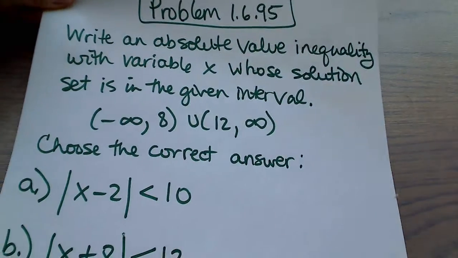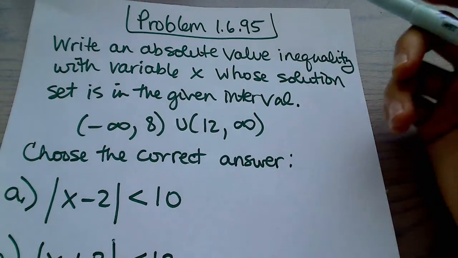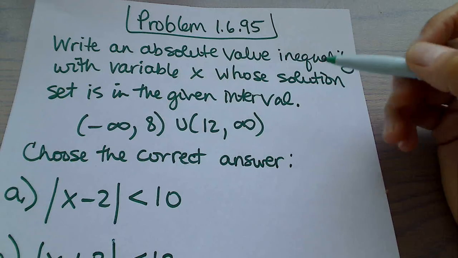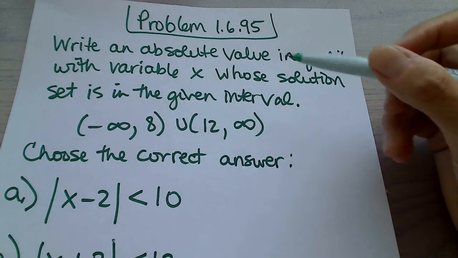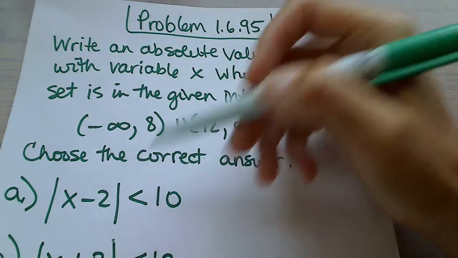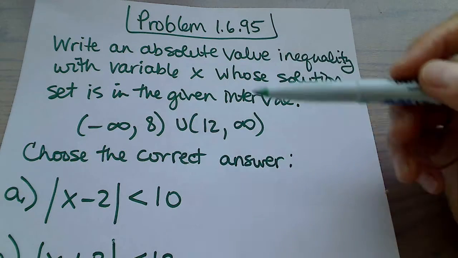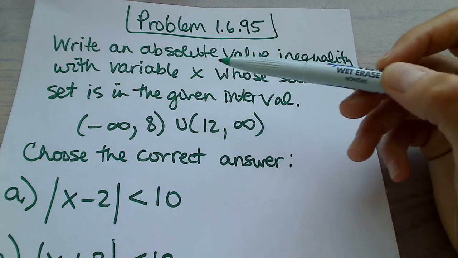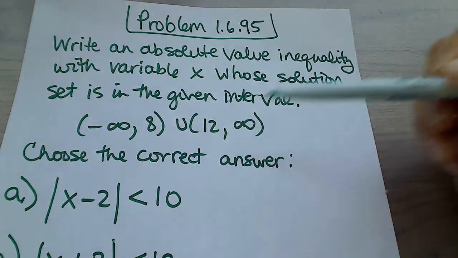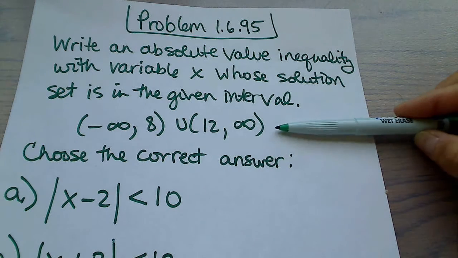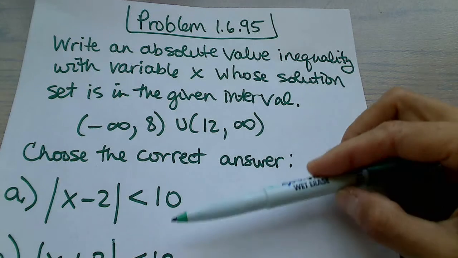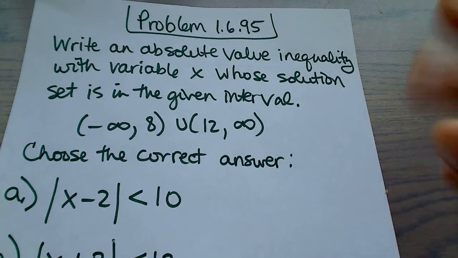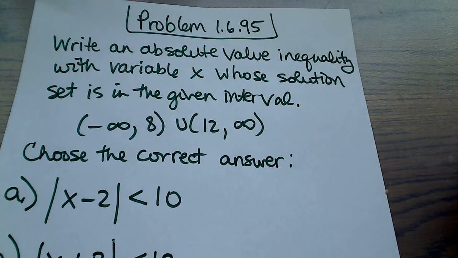Okay, so the first thing that I want to point out is that this is actually working backwards in the problem. Normally you'd be given one of these and asked to solve and find the solution set in interval notation. Now what they're asking is they're actually giving us the solution in interval notation and saying which of these could it have come from. So that really requires us to understand the definitions for solving absolute value inequalities.